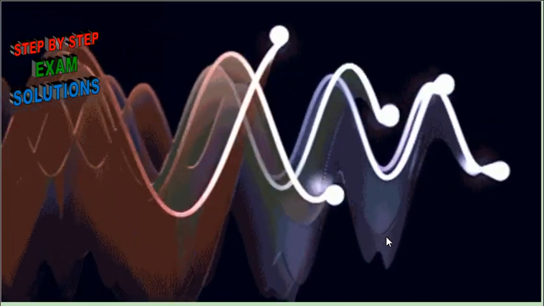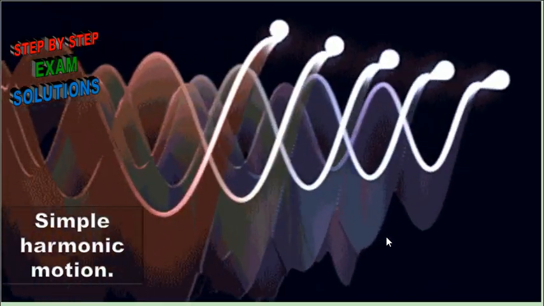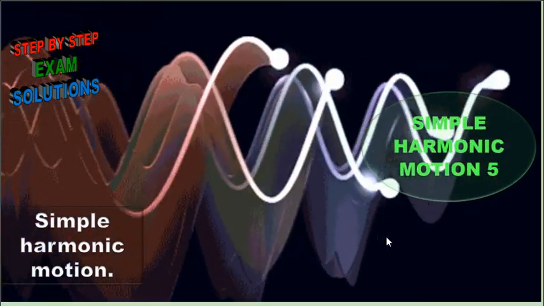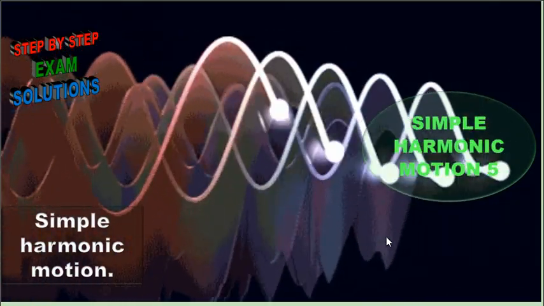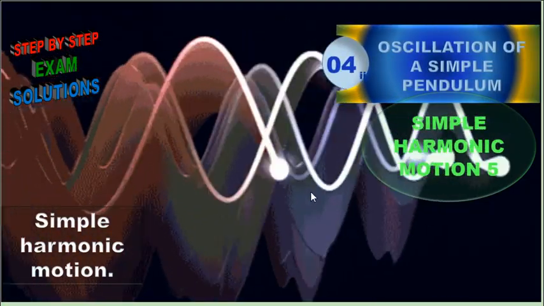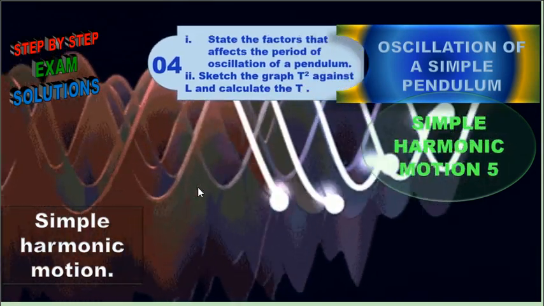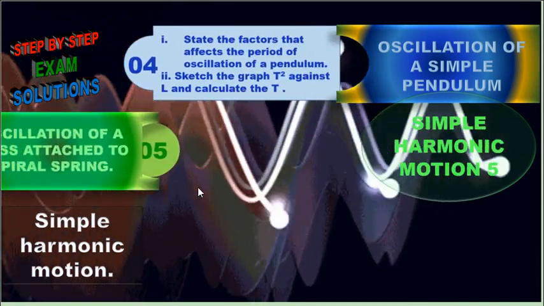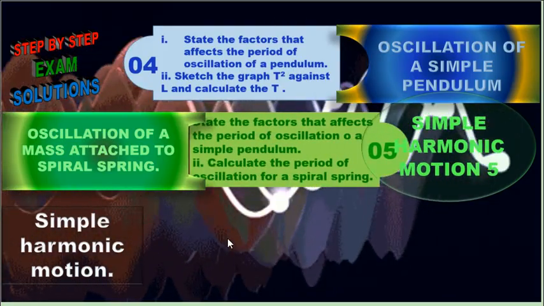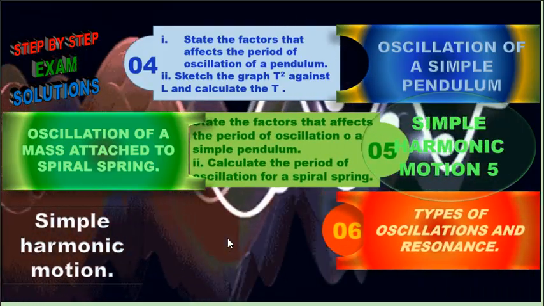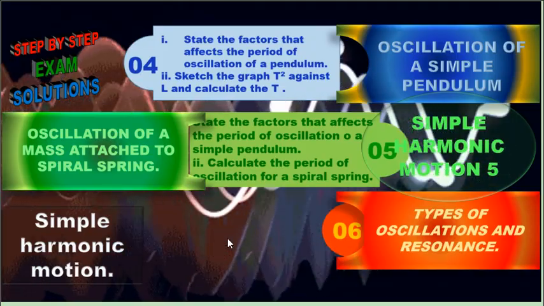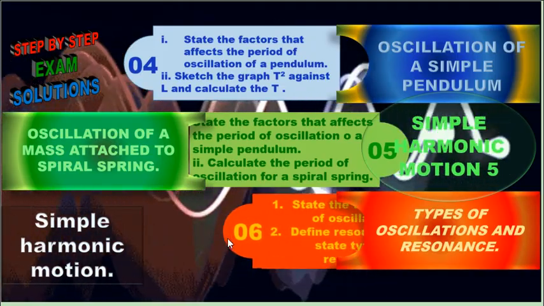Step-by-step exam solution to simple harmonic motion. We are looking at video number 6, the last video for this presentation. In video number 4, we looked at oscillation of a simple pendulum. In video number 5, we looked at oscillation of a mass attached to the lower end of a spiral spring. In this final video, we are looking at types of oscillation and resonance.